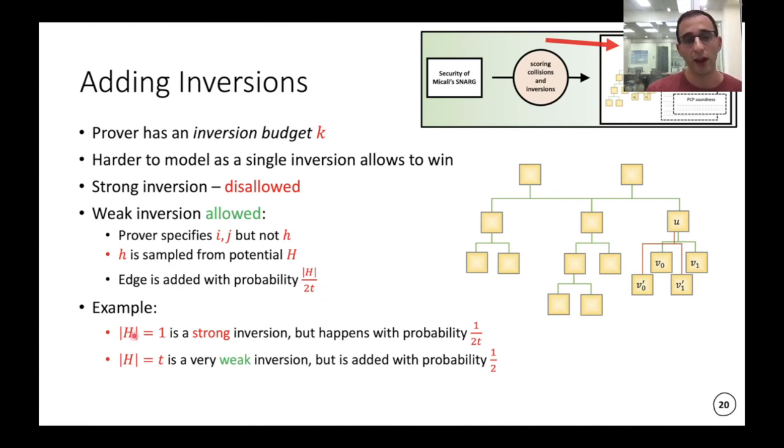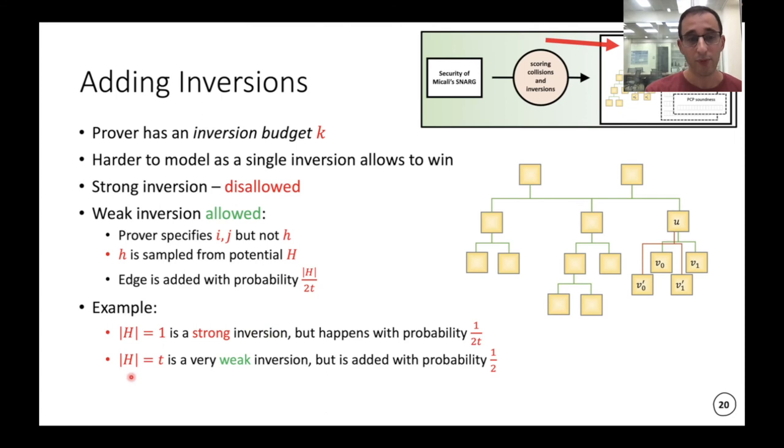So when H equals 1, let's say it just started and I have only one node that's connected to something and he wants to do an inversion. Sure, he can say, listen, I give you IJ, I want to do this inversion. And capital H contains only this particular node. So this is actually a strong inversion, but we're going to add this edge only with probability 1 over 2 to the T. And maybe more importantly, every time he does this, the inversion budget decreases by 1, regardless of whether the edge was added or not. So you can try to do a strong inversion, but it happens with very small probability and it costs him an inversion budget.